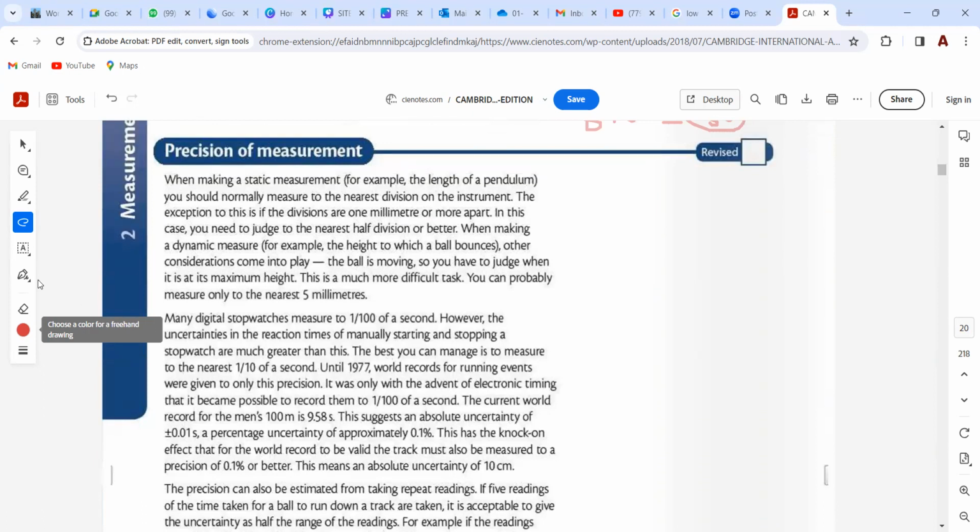Precision of a measurement. Now, this part is a little important. When making a static measurement, for example, the length of a pendulum, you should normally measure to the nearest division on the instrument. यानी nearest division का मतलब ये है ना कि अगर आपकी let's say smallest division is like 1 का gap है, तो you should take your nearest. अब ये ना हो कि 1 का gap है आप 0.5 की कोई measurement ले रहे हो, 1 2 है आप 2.5 ले रहे हो, नहीं, you will have to pick up the nearest whole value on that particular instrument, and this would vary depending upon the type of instrument you're using. ठीक है?